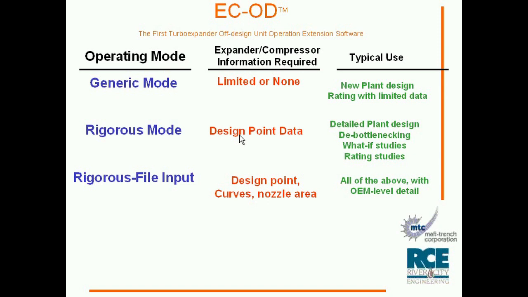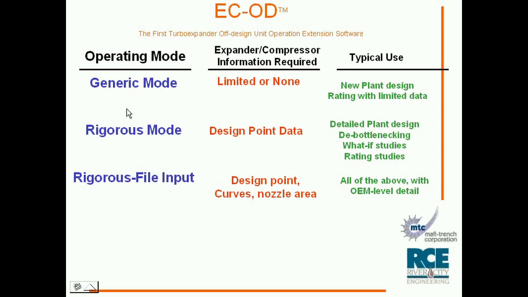ECOD provides three modes of operation. Generic mode allows a relatively accurate simulation to be run when little or no expander compressor information is available. This is useful when doing initial design work in a new plant or when looking at off-design rating for an existing plant without any expander data.